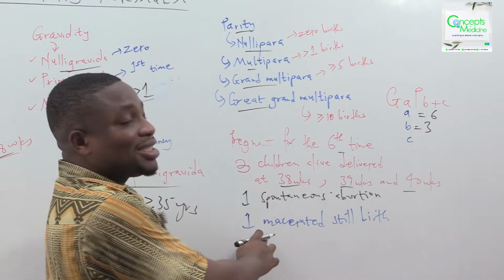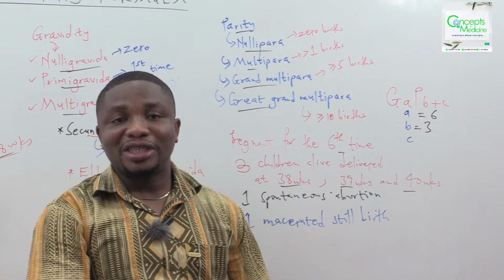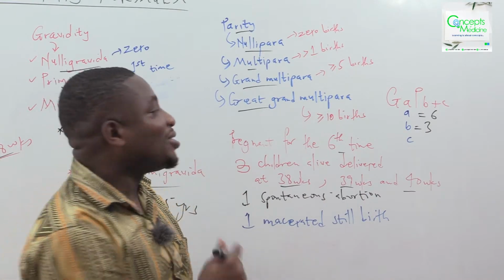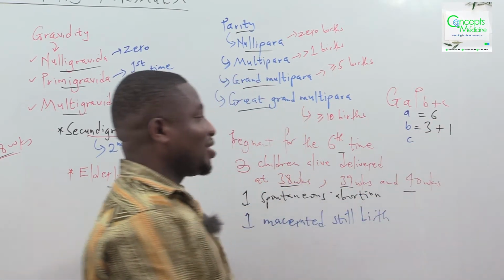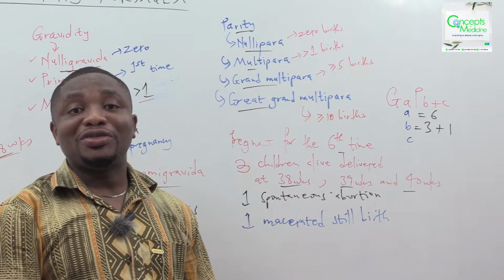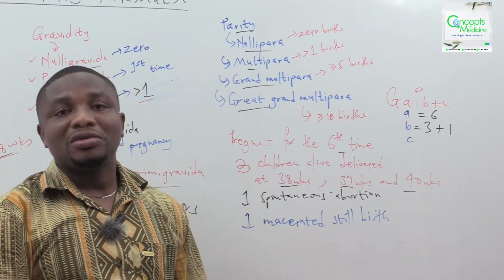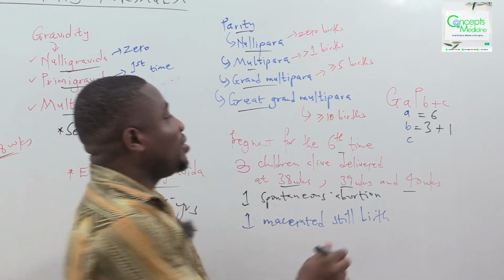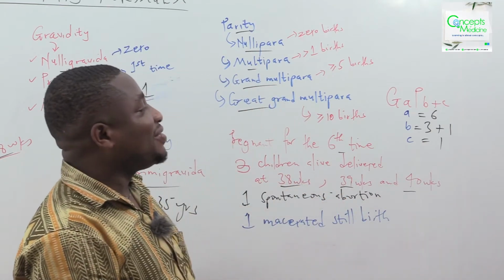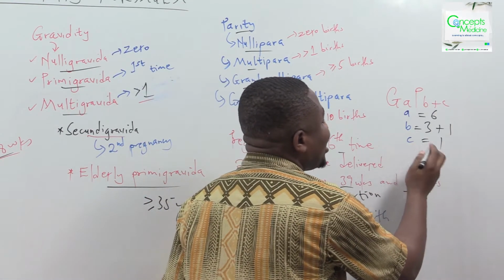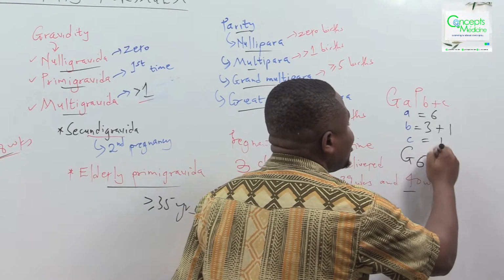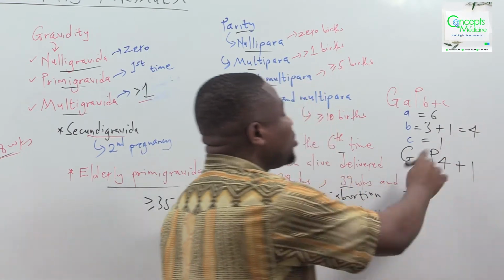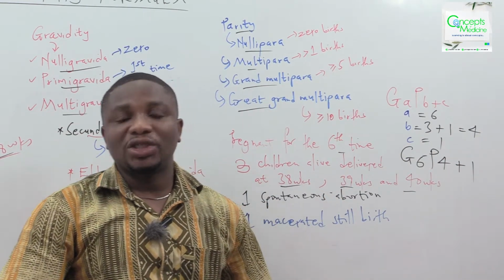Then here we have 1 macerated stillbirth. And always know that for stillbirth, they have gone beyond their viability age. So that will be counted as part of what? The B. Then for the C, the number of terminations of pregnancy and also abortions. So here we have 1 spontaneous abortion, and that will be equal to the C. So our parity formula is going to be G6 P4 plus 1. It tells you gravida 6 para 4 plus 1.